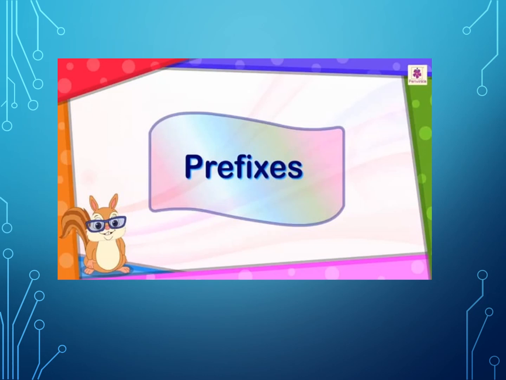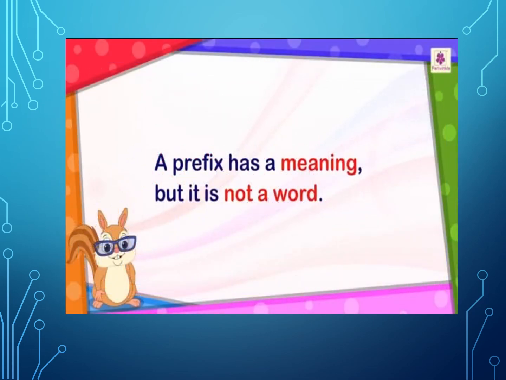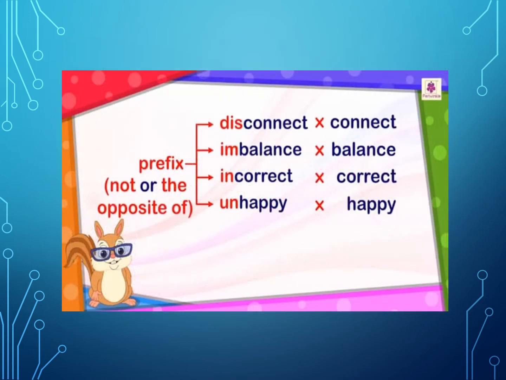Now children, let us see what prefixes are. A syllable or a word part added to the beginning of a word is called a prefix. A prefix has a meaning, but it is not a word. Examples like disconnect, imbalance, incorrect, unhappy. Word parts like dis, in, un are the prefixes. That means not or the opposite of.